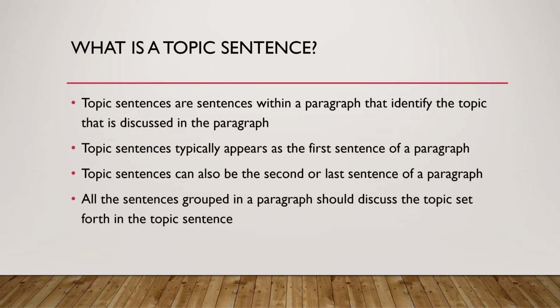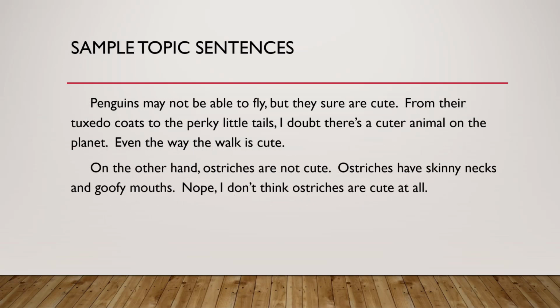So that's a special sentence, the topic sentence. It identifies what the paragraph's going to be about, and it's kind of the anchor to which all the sentences in the paragraph are chained. Let's take a look at sample topic sentences. "Penguins may not be able to fly, but they sure are cute." There's our topic sentence, and it's the first sentence of the paragraph. And from then on, we should talk about how cute penguins are, and sure enough, we do.